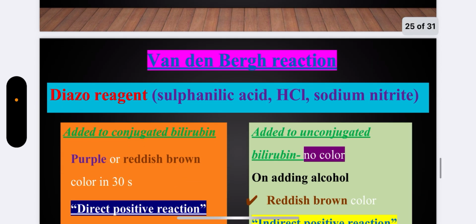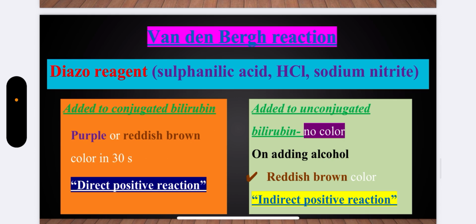Now about the Van den Berg reaction. There is an agent called diazo reagent, composed of sulfanilic acid, HCl and sodium nitrite. When this compound is added to conjugated bilirubin, within 30 seconds we get a purple or reddish brown color. That means there is a direct positive reaction.